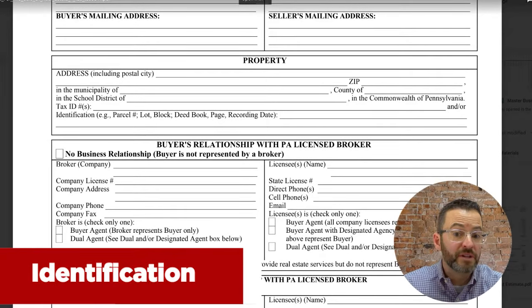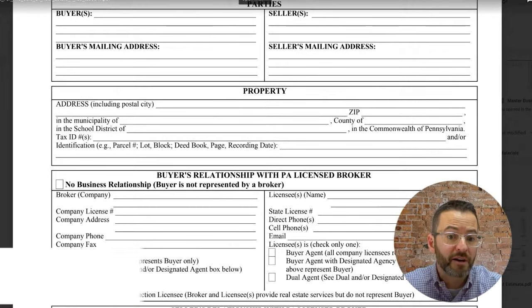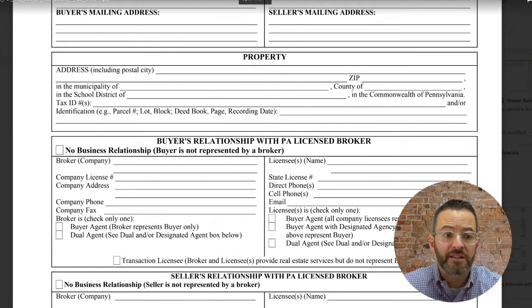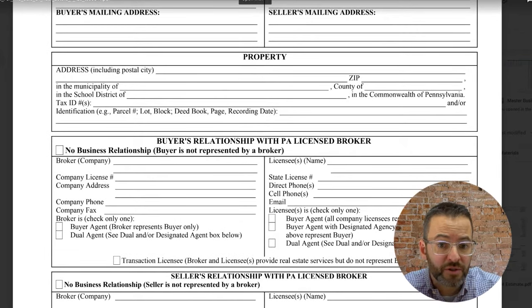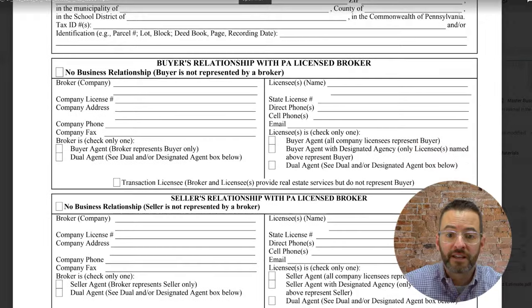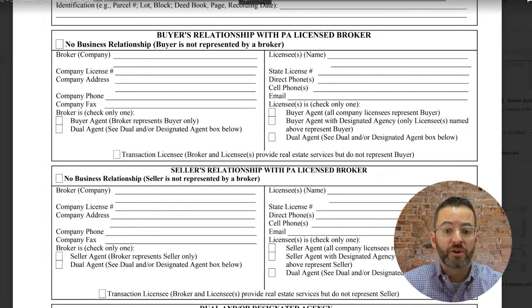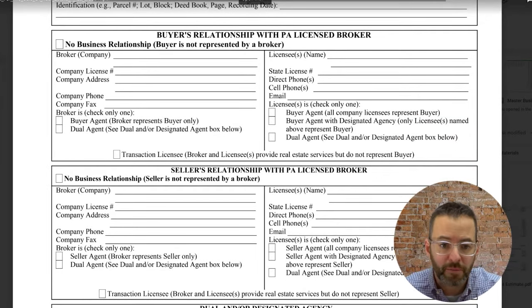The first page of the agreement of sale identifies who the buyer and seller are. It identifies the address of the property that's being sold, and it also identifies the real estate agents involved in the transaction and who they represent.